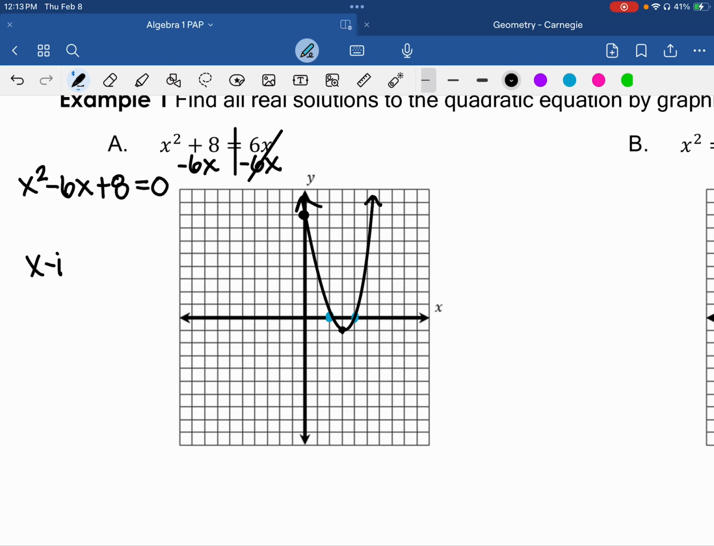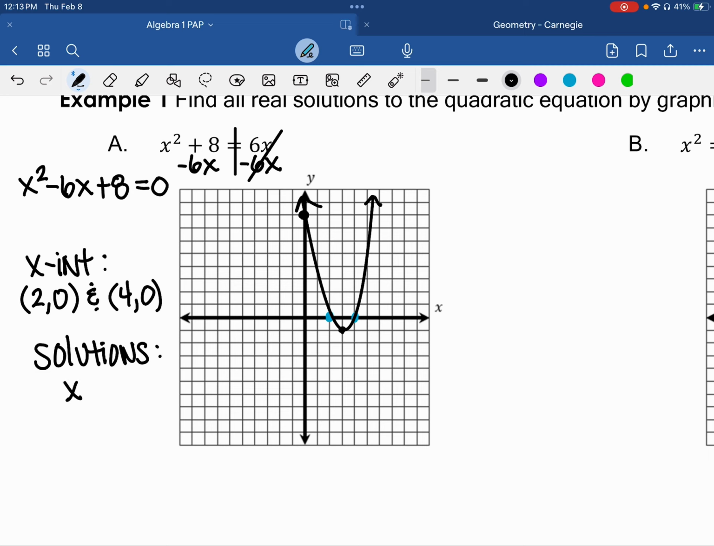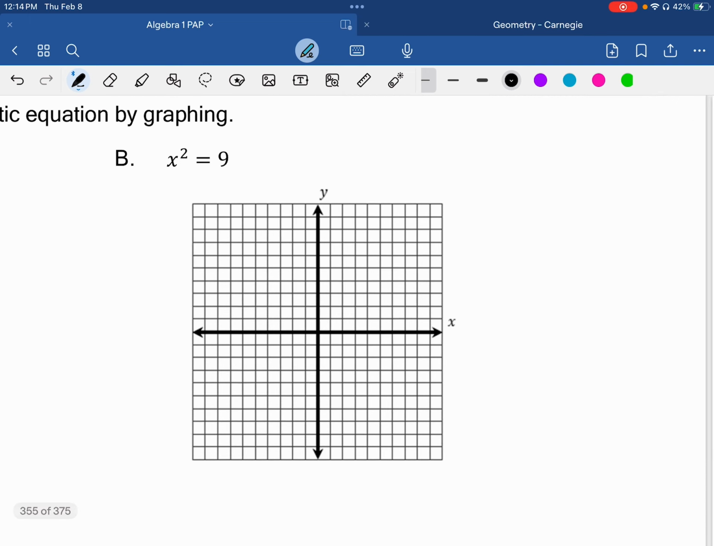I need my x-intercepts to answer this question. From Desmos, I can see that they are at (2, 0) and at (4, 0). So what are my solutions then? Well, one solution is x equals 2, and the other solution is x equals 4. And that's it.